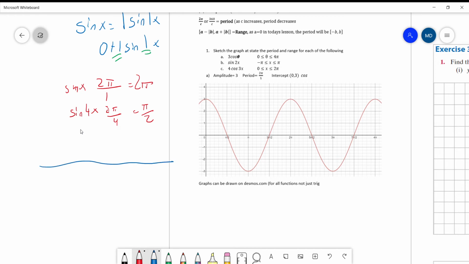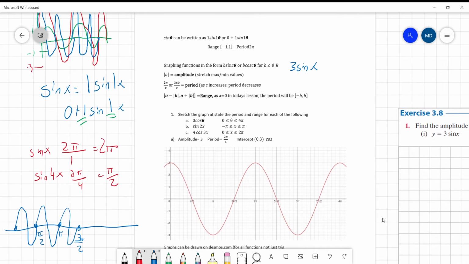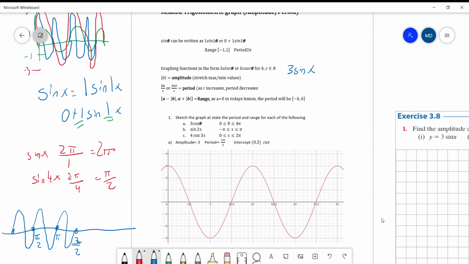It would go up, down, and instead of where yesterday it would have been 2 pi, it repeats every pi over 2. So it goes up, down, up again. That would be pi, up, down. That would be 3 pi over 2. So it would repeat every 2 pi. So pretty much as c increases, so the higher the c is, the period decreases, gets closer and closer.